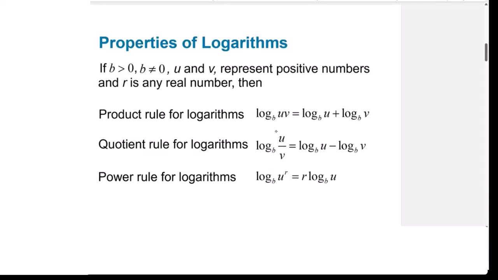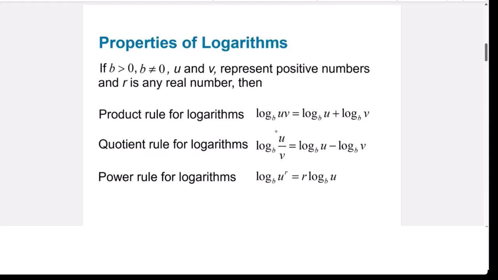B is positive, the base is always positive. We've already talked about that, but it can't equal 0. And U and V are going to represent positive numbers. Remember, we can only take the log of a number that's greater than 0. And then R is any real number.